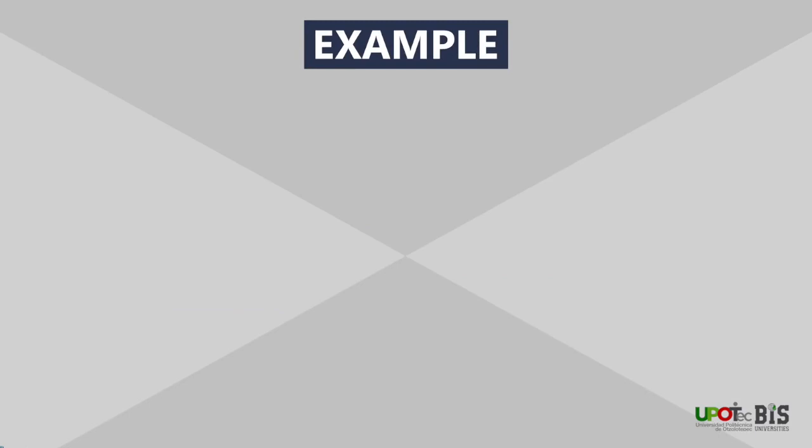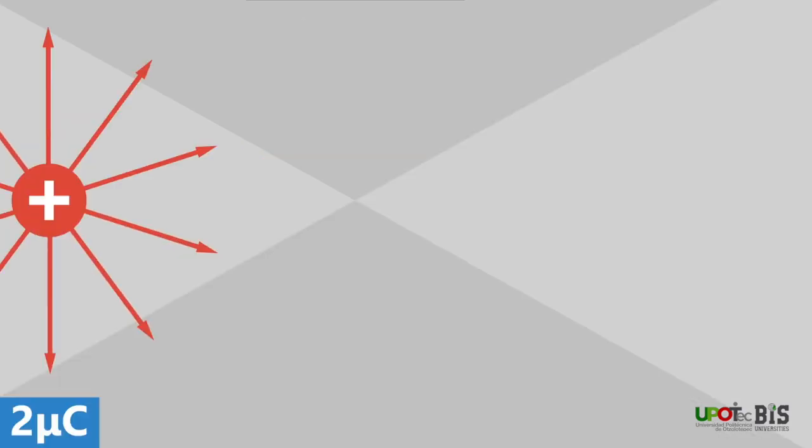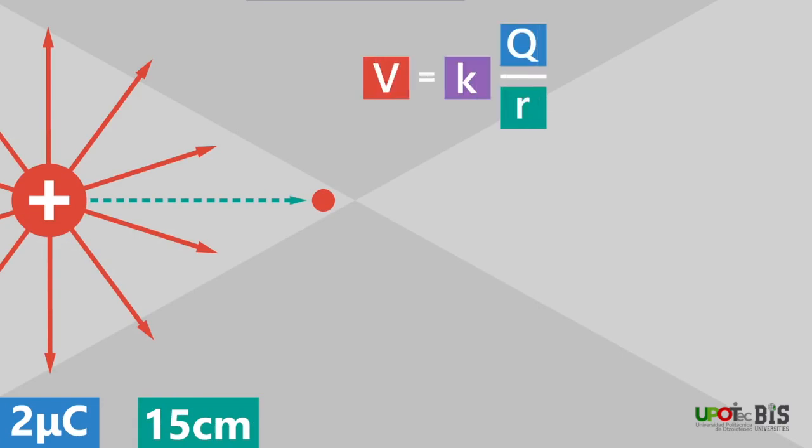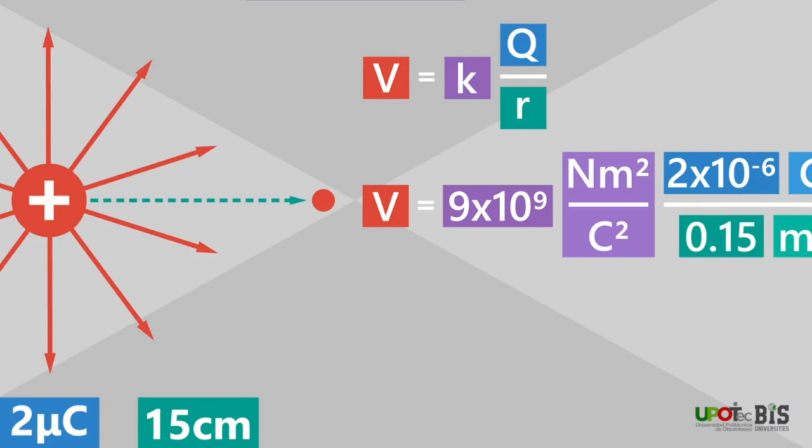Here's an example. There's a point charge equal to plus 2 microcoulombs, and we want to find the electric potential 15 centimeters away from the charge. Now we can use the equation in order to calculate the electric potential. The potential is equal to 9 times 10 to the 9th newton meter squared per coulomb squared, times 2 times 10 to the minus 6 coulombs, divided by the distance 0.15 meters.